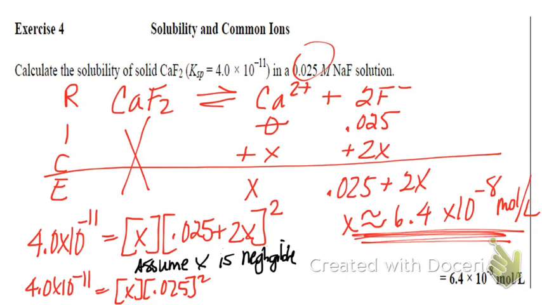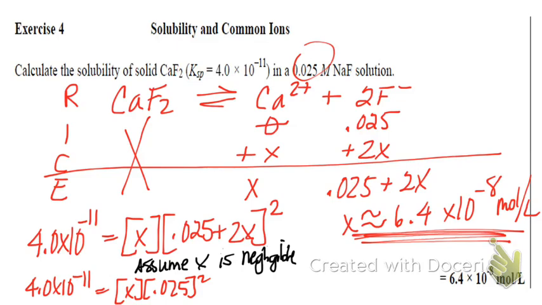So my advice is, unless it's obvious that it's going to be a big change, neglect X and then check the 5% rule at the end. If it is over 5% of the change, then just put it back in there and go.